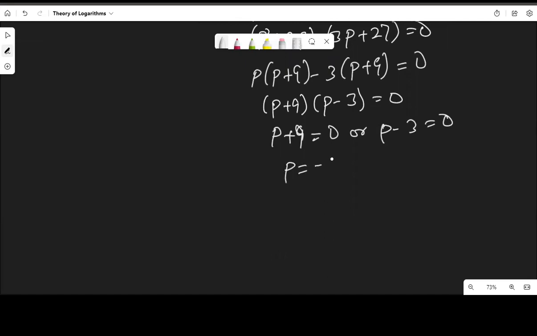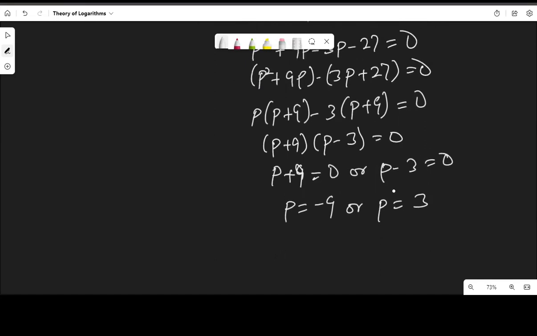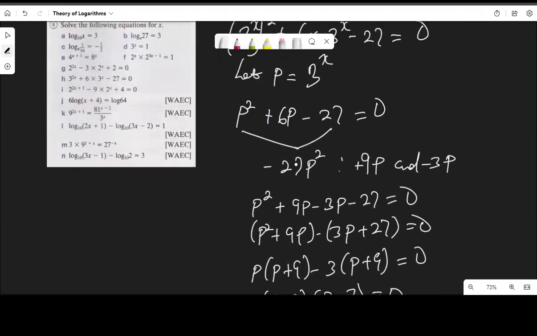P therefore is minus 9. When this one comes here, that is 0 minus 9, which is minus 9, or p equal to 3. When this comes here, it becomes 0 plus 3, which is 3. But p is 3 to the power of x. So let's go back there. P is 3 to the power of x.